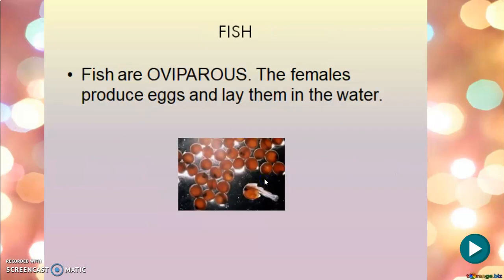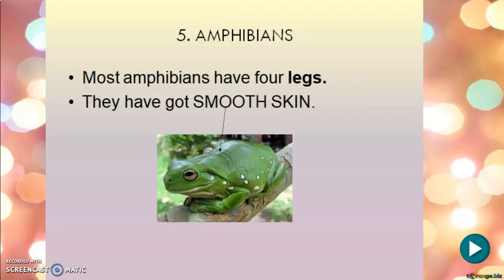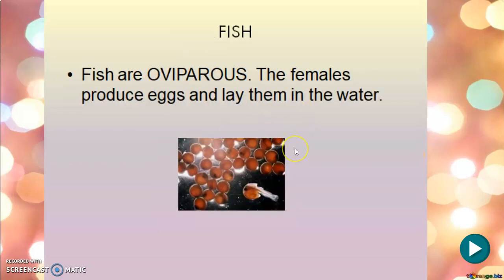Now, fish is the next group of vertebrates, and they are oviparous. When we say oviparous, this means that they lay eggs, and they lay their eggs in the water. I forgot to tell you one more thing about fish here. It's that they have gills to get in oxygen from the water, and they have fins and tails to move and swim.